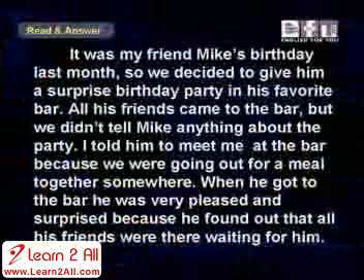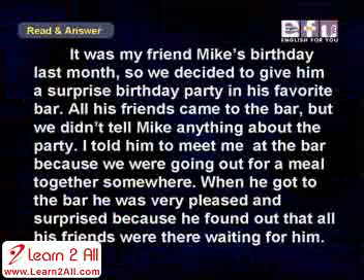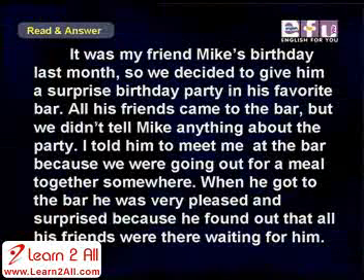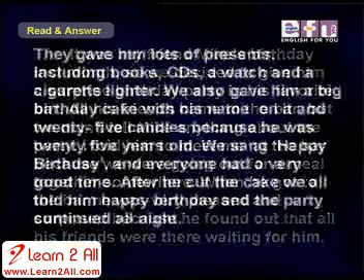It was my friend Mike's birthday last month, so we decided to give him a surprise birthday party in his favorite bar. All his friends came to the bar, but we didn't tell Mike anything about the party. I told him to meet me at the bar because we were going out for a meal together somewhere. When he got to the bar, he was very pleased and surprised because he found out that all his friends were there waiting for him.